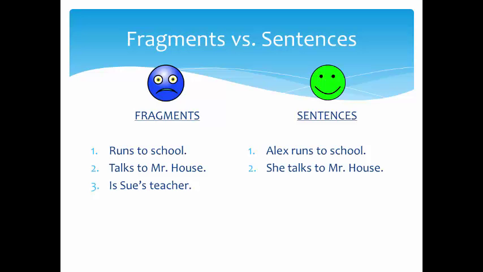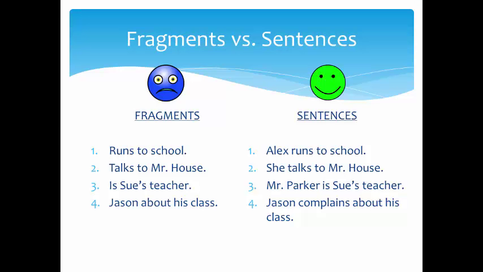Number 3, is Sue's teacher. The sentence is Mr. Parker is Sue's teacher, as again you've added the noun. Number 4, Jason about his class. This is a fragment. Jason complains about his class is a sentence as it includes a predicate.